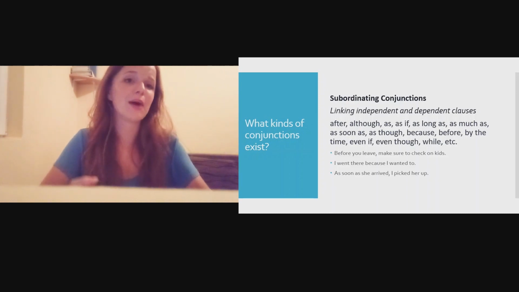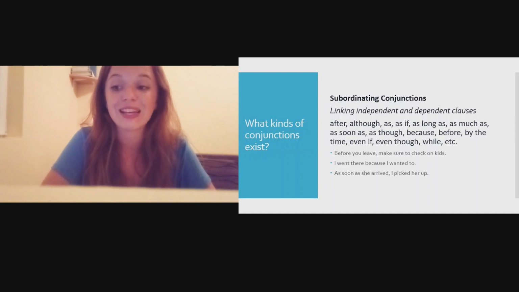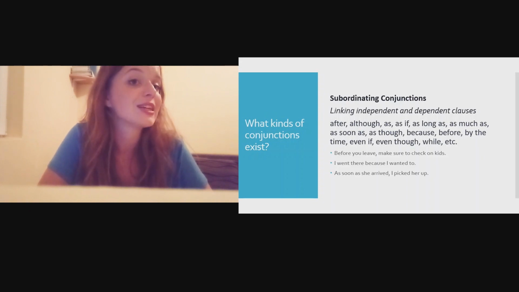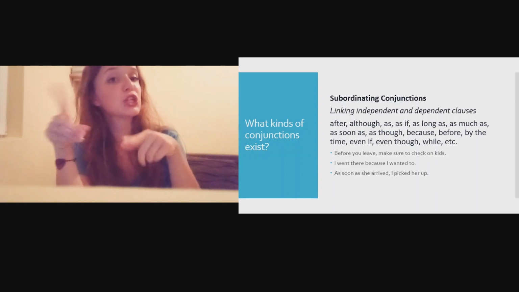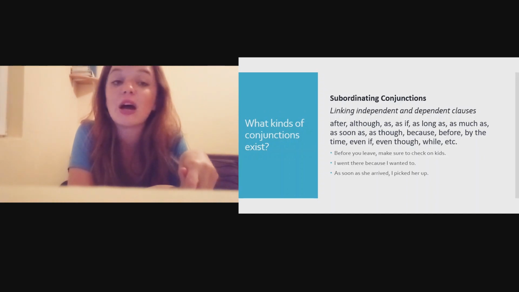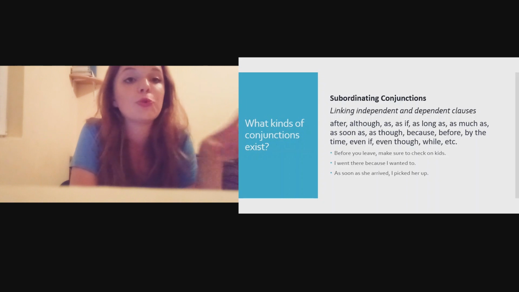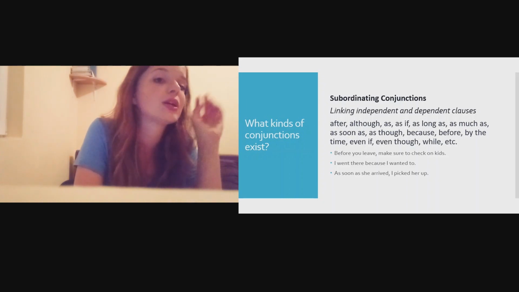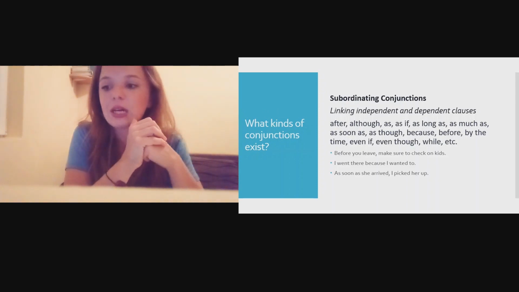And here in subordinating conjunctions, we have a lot of them, but I just listed a couple of first ones and some that you're probably familiar with. So: after, although, as if, as long as, as much as, as soon as, though, because, before, by the time, even if, even though, while, etc. So before you leave, make sure to check on kids. Make sure to check on kids. You can say that sentence and it's complete. So this is an independent clause, while before you leave is a dependent clause. Before you leave cannot stand alone, so you better connect it. You better lean it on a certain other statement that is complete to round up its meaning.